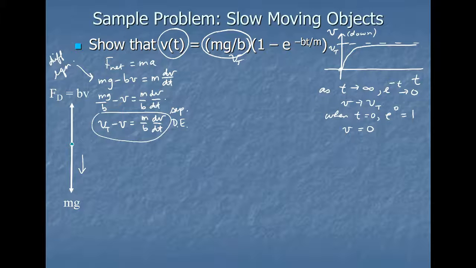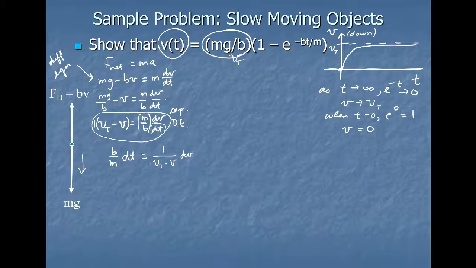And so if you imagine that this whole thing, vt minus v, is being multiplied by 1, then we can just actually move it to the right side and move m over b to the left side along with dt. So this would be like this. dt is here, and then we have b over m, and that would be equal to 1 over vt minus v times dv. Okay, so far so good, everyone?